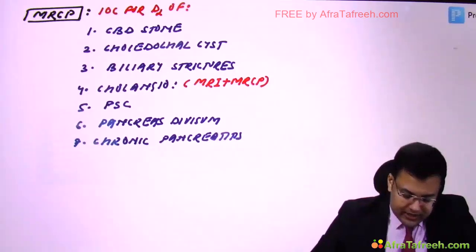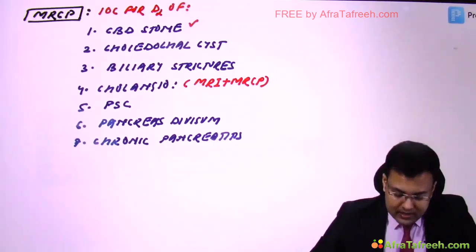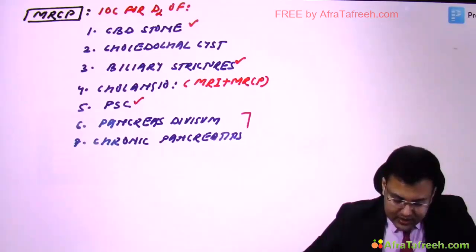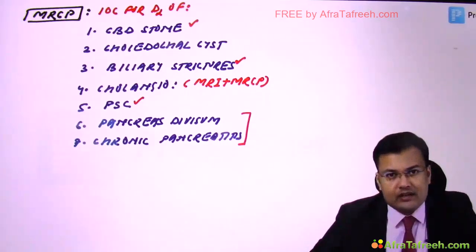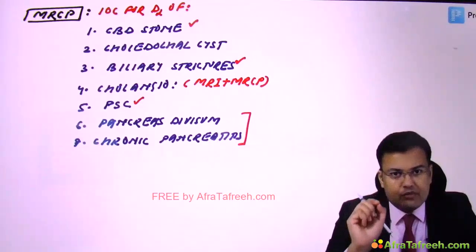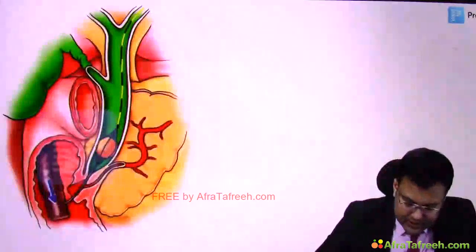So you know, in CBD stone, ERCP is the gold standard. Biliary strictures, ERCP is the gold standard. Primary sclerosing cholangitis, ERCP is the gold standard. Why? Because it can remove the stone, and for a stricture it can put a stent. So this is ERCP.